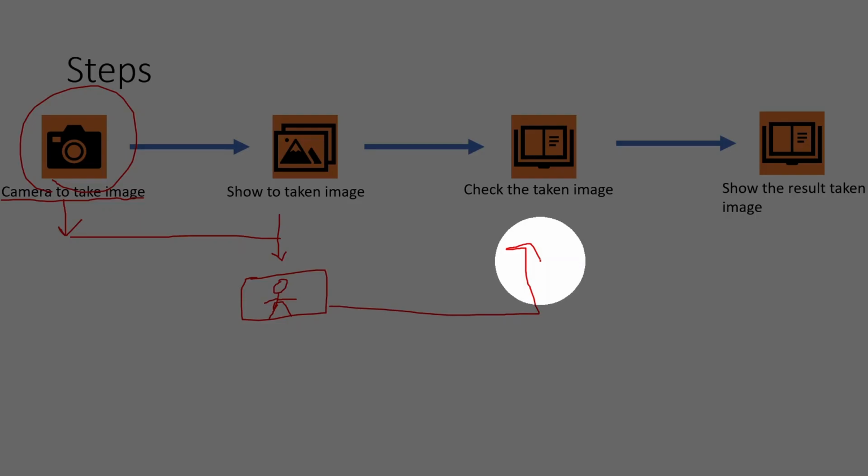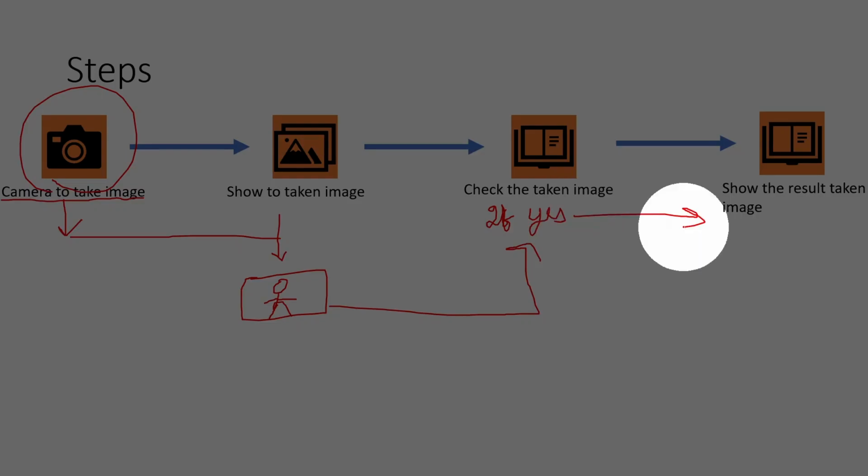After taking that image, we move to our third step. In this third step, the link which we have created in our previous videos, with the help of that link, we are checking one thing: whether this image is matching with one of the images which is there. If yes, if it is true, it will show the result on the screen that this much percentage it is matching with this person.